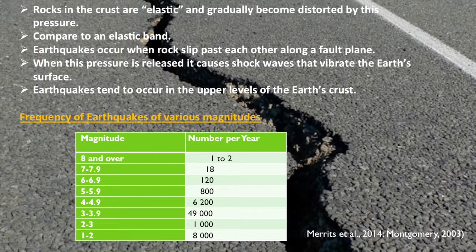The rocks in the crust are elastic and gradually become distorted by this pressure. Compare this to an elastic band being stretched. The band has a maximum stretchability. When this is reached, the band breaks and snaps back, releasing stored energy. Earthquakes occur when rocks slip past each other along the fault plane. When this pressure is released, it causes shock waves that vibrate the Earth's surface. Earthquakes tend to occur in the upper levels of the Earth's crust.